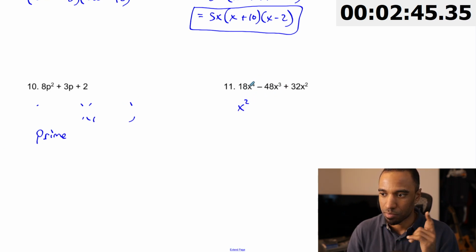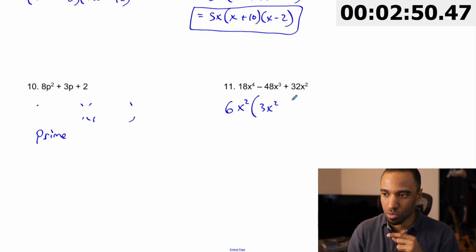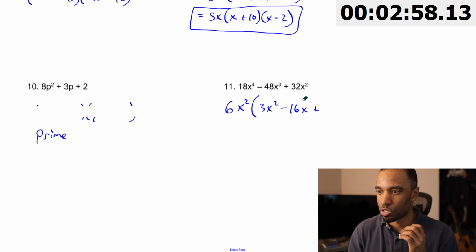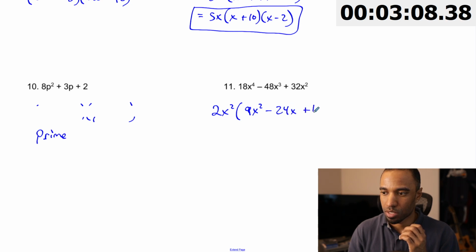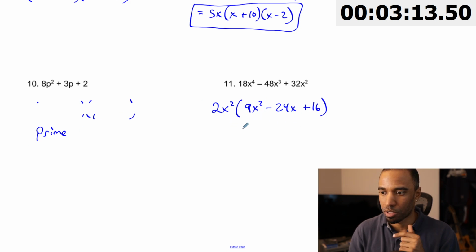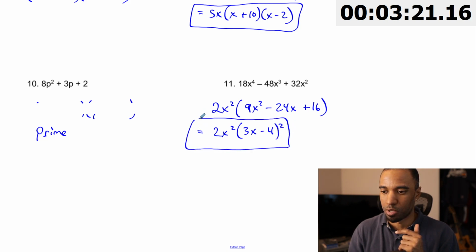All right, x squared. 6, 6 squared. 3x squared minus 16x. Oh, no, 6 couldn't factor out of 32. Shoot, let me do that again. So a 2, oh no, 2x squared. So 9x squared minus 24x plus 16. Oh, wait, 3, 4. Oh, good. Perfect. I thought it was going to be one of them hard ones.